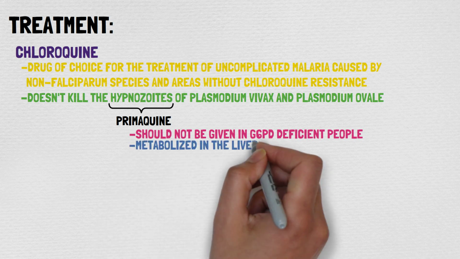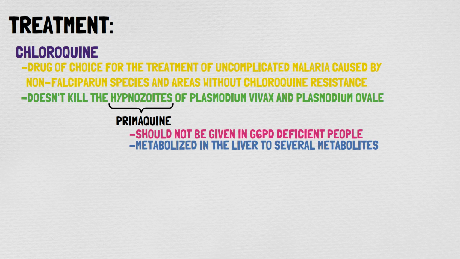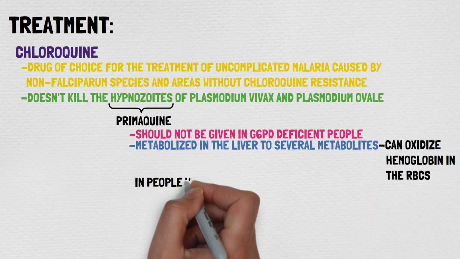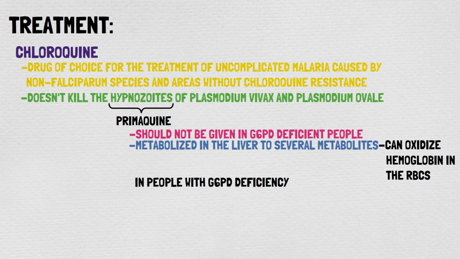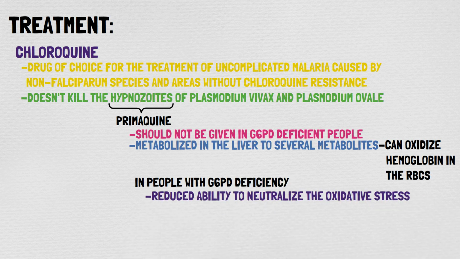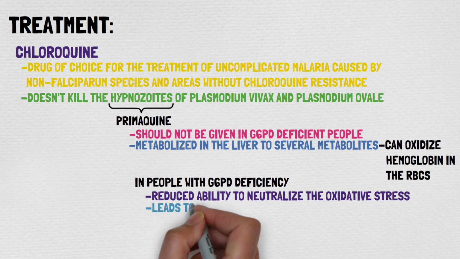Primaquine is metabolized in the liver to several metabolites, one of which can oxidize hemoglobin in the red blood cells. In people with G6PD deficiency, the reduced ability to neutralize the oxidative stress caused by the primaquine leads to severe hemolysis.